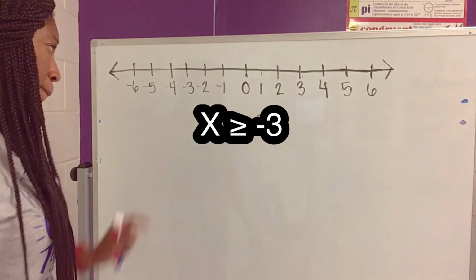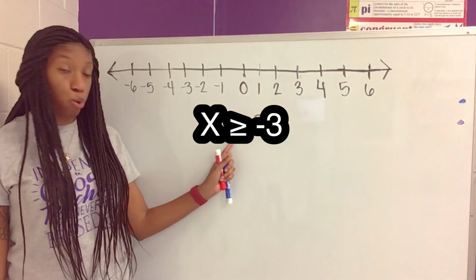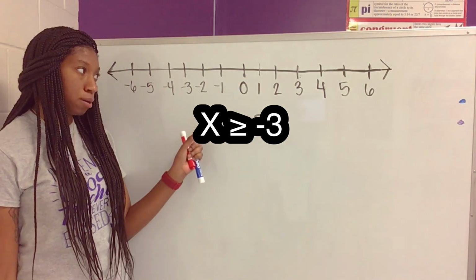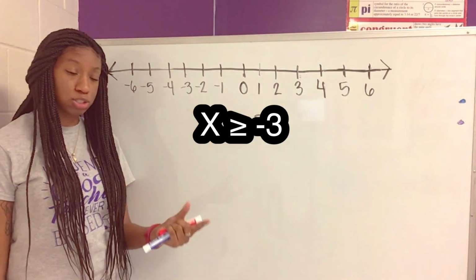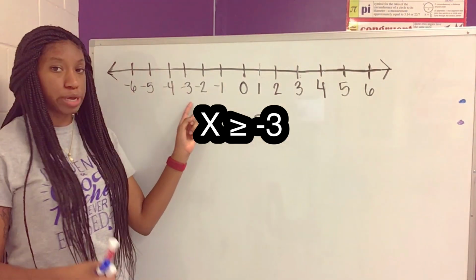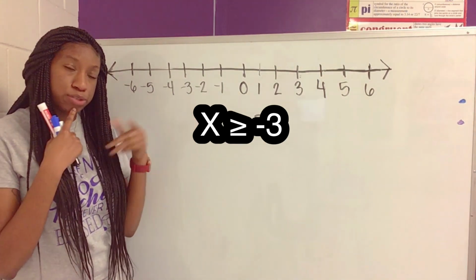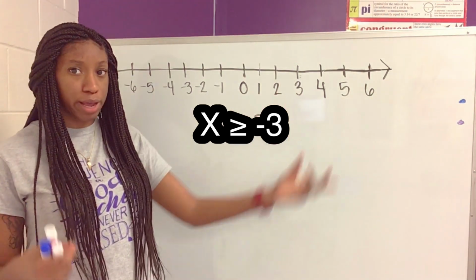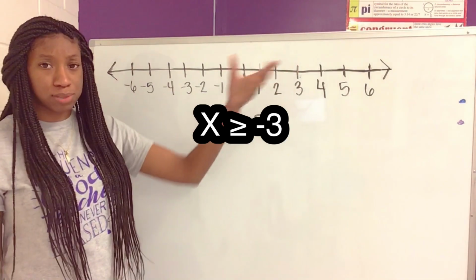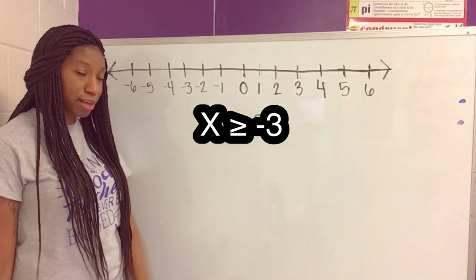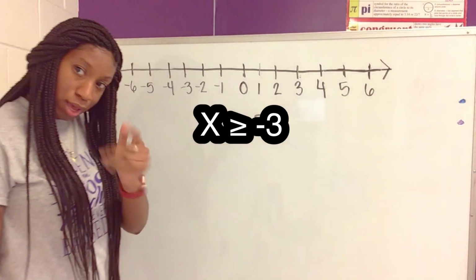So here I am with our very first example. We got x is greater than or equal to -3. So x is a number that is greater than or equal to -3. Let's think about that. -3. What number do we know is greater than -3? Of course, all of our positive numbers, right? So all of these numbers are greater than -3. That means this solution has more than one answer, which is why it is an inequality.